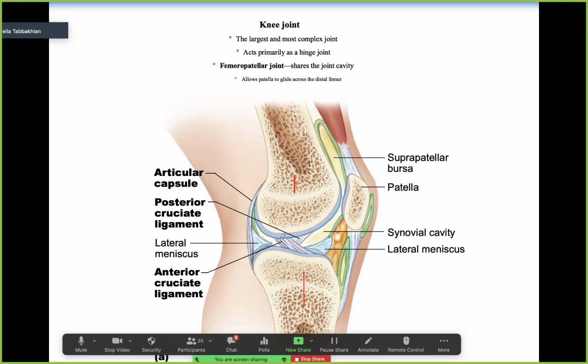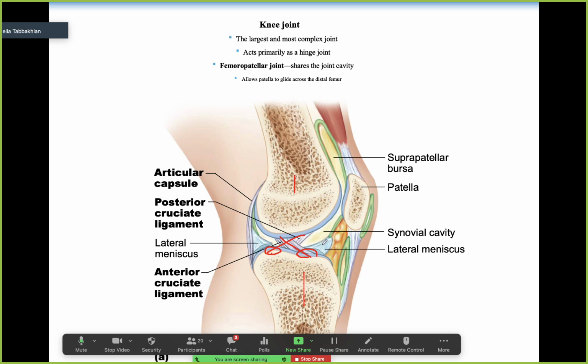You have the ACL, which is called the anterior cruciate ligament, and behind it is the PCL, which is the posterior cruciate ligament. The easiest way to remember those names is to think of them as being named based on where they bind on the tibia. So this is the tibia. The ACL is more anterior. The PCL is more posterior on the tibia.